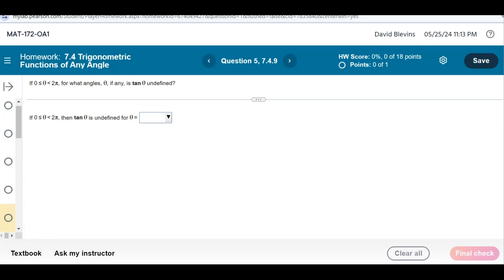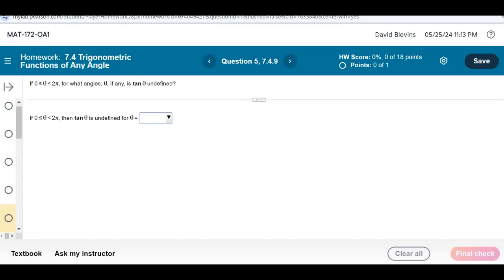Hey, Trick Class, we're going to look at this question that's asking, where is tangent undefined? Now, the thing that we use to answer this is the fact that the tangent of some angle can be defined as the sine of the angle divided by the cosine of the angle.